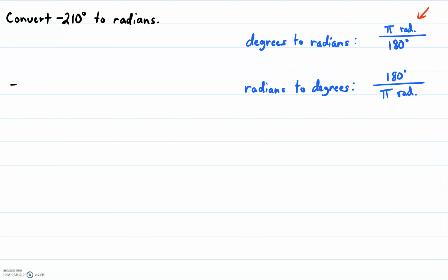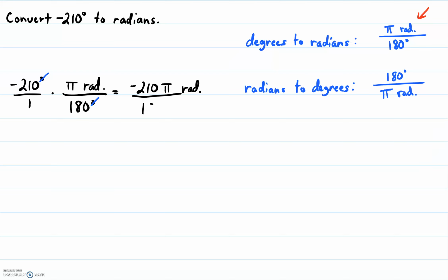We have negative 210 degrees. And I'm just going to write that over 1 because we know we're going to be multiplying by a fraction. We're going to multiply by the conversion ratio pi radians over 180 degrees. And another way to keep this in mind is you want the units to cancel out. So to cancel out degrees, you're going to have it on top and bottom. So that's another way to remember which one of these you want to multiply by. So when you multiply, you're going to get negative 210 pi in the numerator, radians, and that's going to be divided by 180. And that's all you have to do to get the right answer.